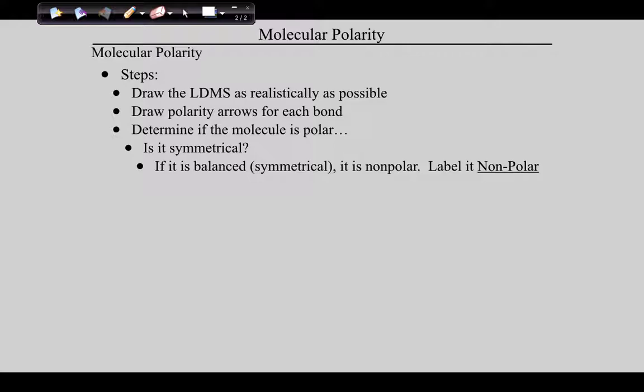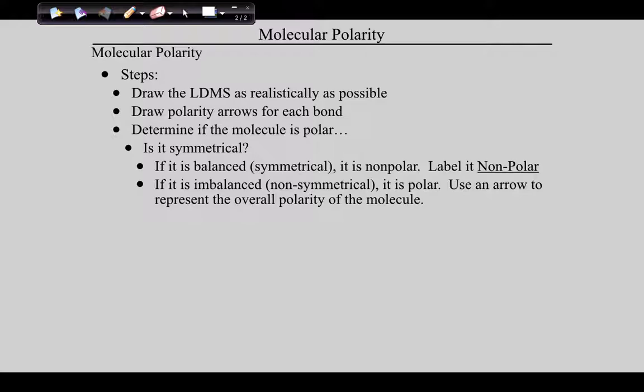So the idea is this. If a molecule is balanced or symmetrical, it is nonpolar. And all you're going to do is underneath it, write down nonpolar. Now, what if a molecule is non-symmetrical? Well, if a molecule is non-symmetrical, it is then polar. And then you're going to use another arrow to represent the overall polarity of the molecule.